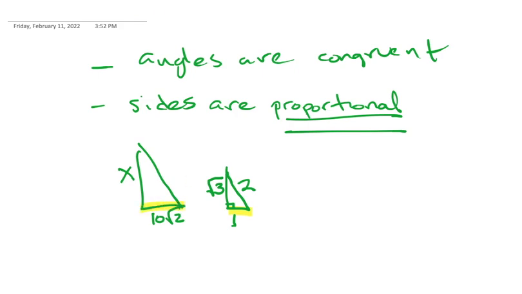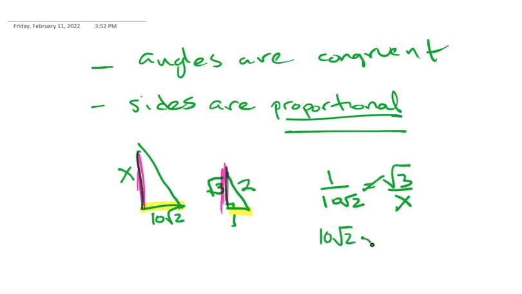1 goes with 10 radical 2. And the longer side, radical 3, goes with x. When I cross multiply, I get 10 radical 2 times radical 3 and 1 times x. And we know we can multiply radicals and radicals together. So the answer is 10 radical 6.